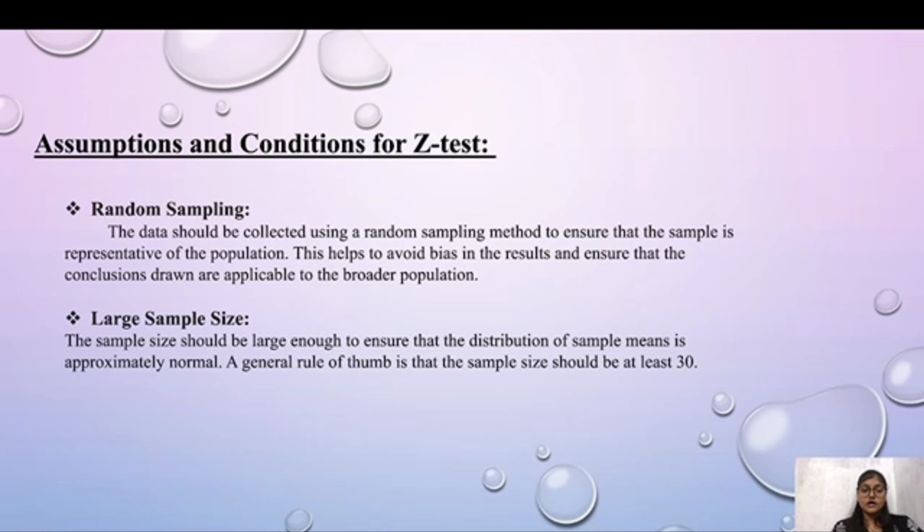And the second is a large sample size. The sample size should be large enough to ensure that the distribution of sample means is approximately normal. A general rule of thumb is that the sample size should be at least 30.